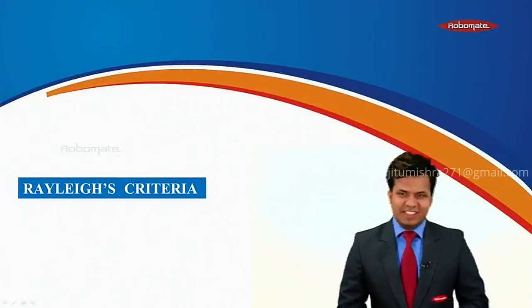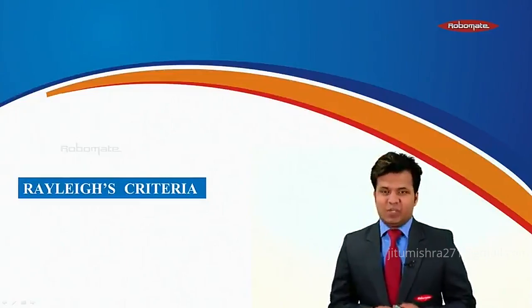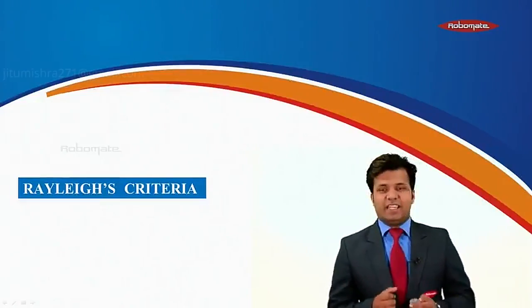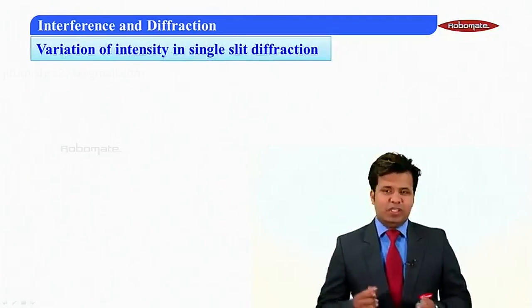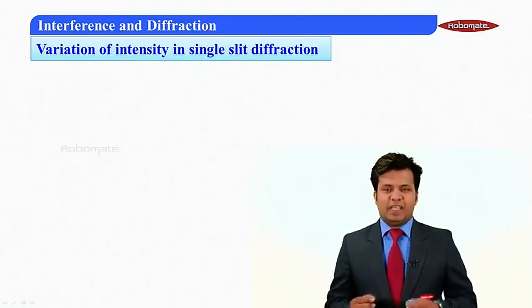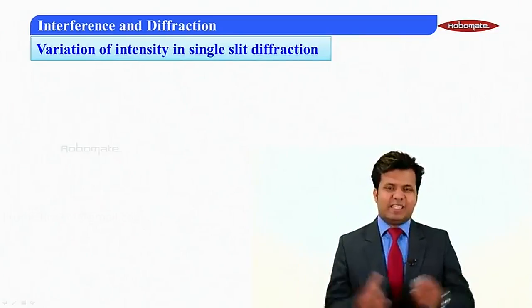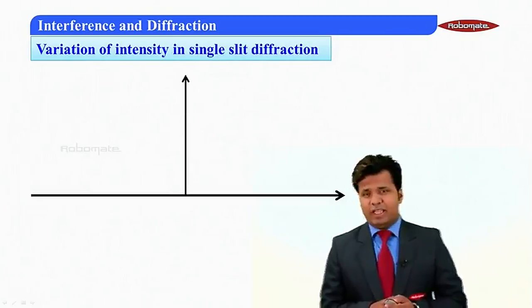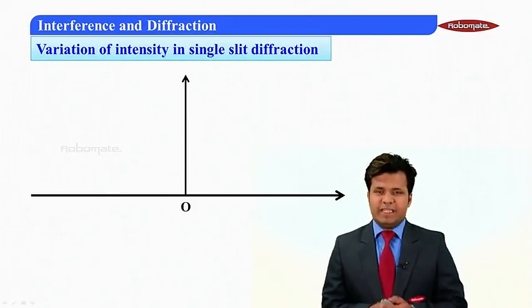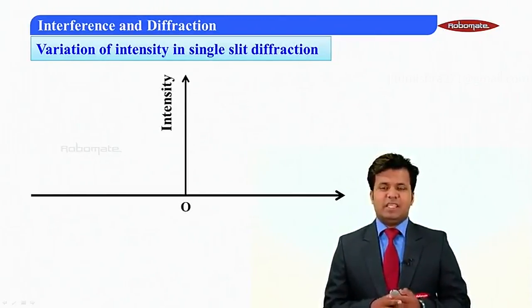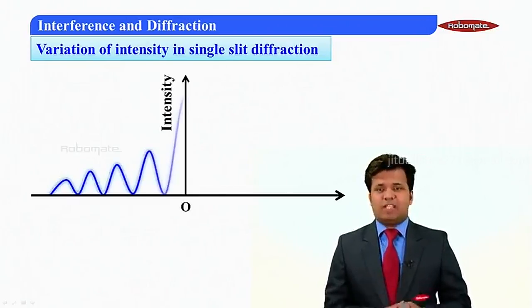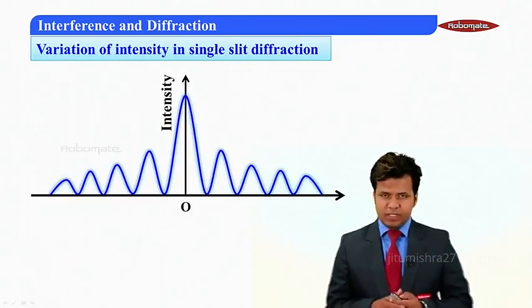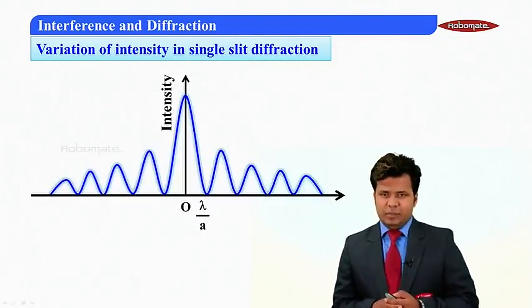Hello students, today we are going to start with Rayleigh's criteria. Now, what is this criteria about? We all know that a diffraction pattern has a variable intensity across its pattern, right? Now, here we have a graph of intensity where we can see and understand how the diffraction is having its amplitude in variation.